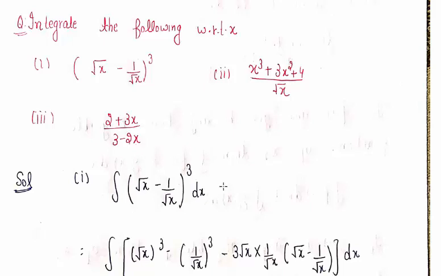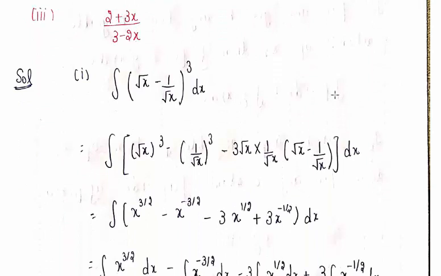We know that (a minus b) cube equals a cube minus b cube minus 3ab into (a minus b). Here in place of a we have under root x, and in place of b we have 1 by under root x. So this equals under root x cube minus 1 by under root x cube minus 3 under root x into 1 by under root x into (under root x minus 1 by under root x).